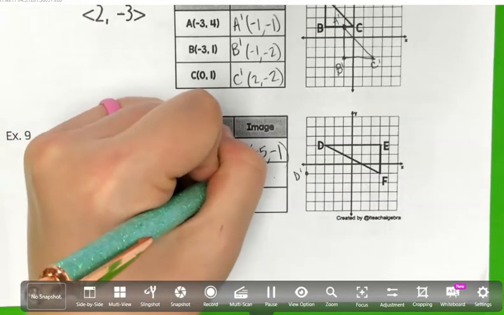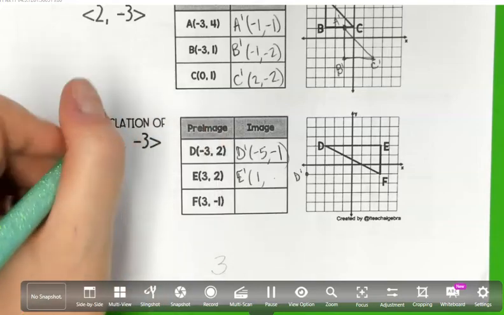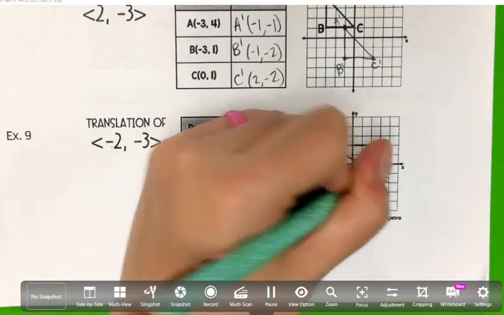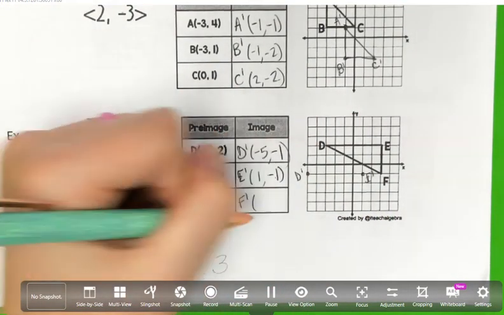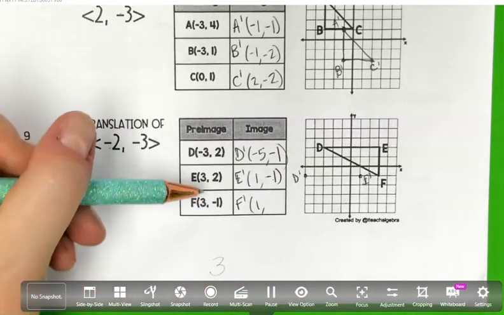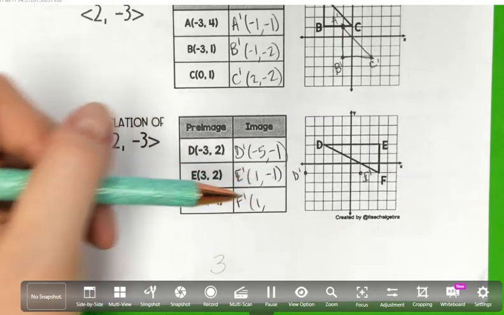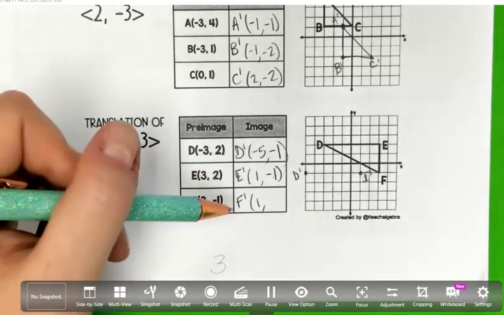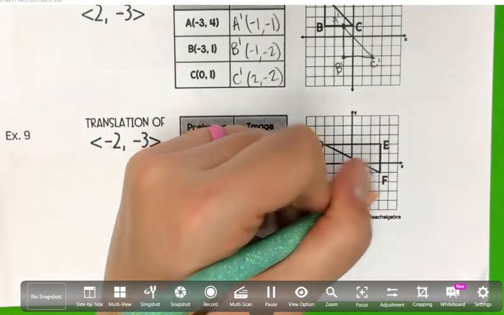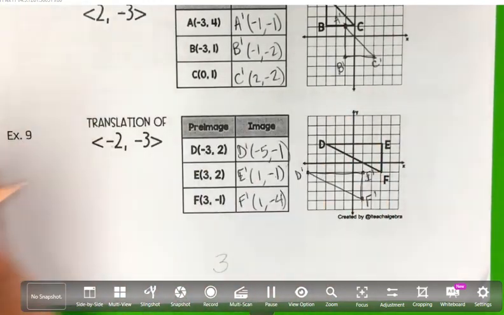And then E becomes 1, -1. That's our E prime. And then F prime, 3 minus 2 is 1. And another thing I want you to notice, look, that's the same number, the change is the same, so these are going to end up being the same number. Same with this. So make sure you pay attention to that. -1 minus 3, you're going to get a -4. And here is my F prime, my new shape.